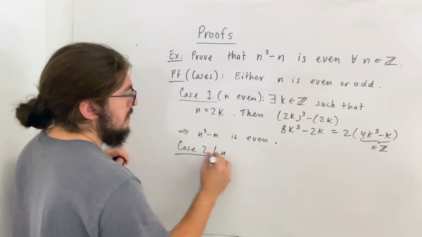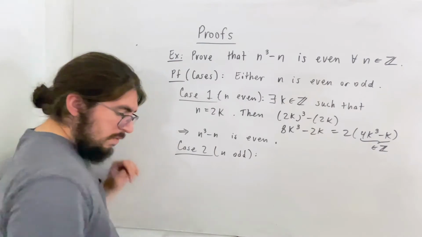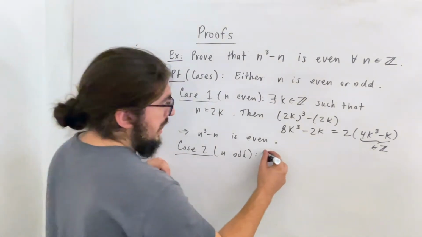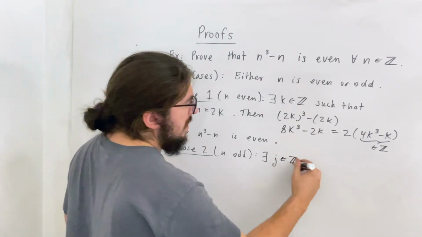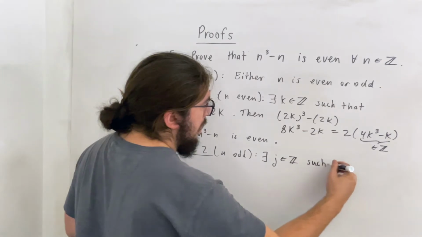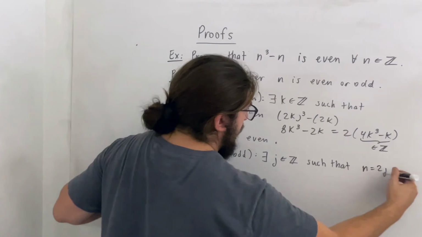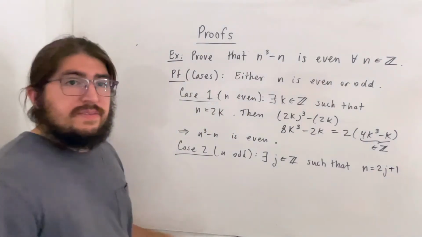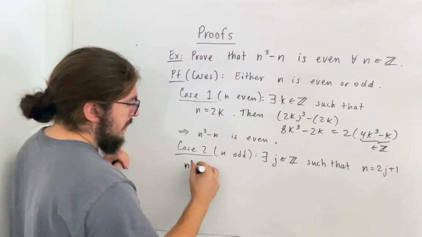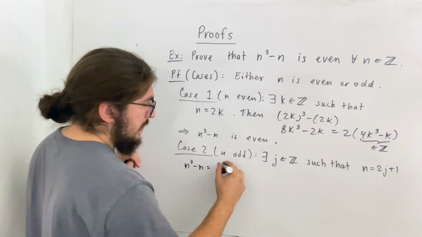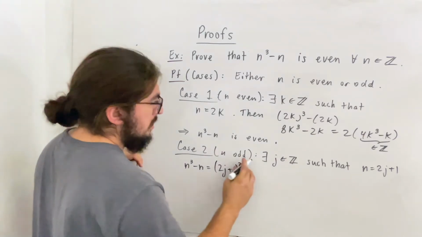Now what about case 2? n is odd. So in this case, kind of what we saw in the previous board, we can say that there exists some integer, let's call it j, such that we can write our integer n as 2 times that integer plus 1. If it's odd, it's an even number plus 1. Now we'll plug that in here. So we'll get our n cubed minus n expression. That's going to be 2 times j plus 1 squared. Oh, sorry, not squared, but cubed.